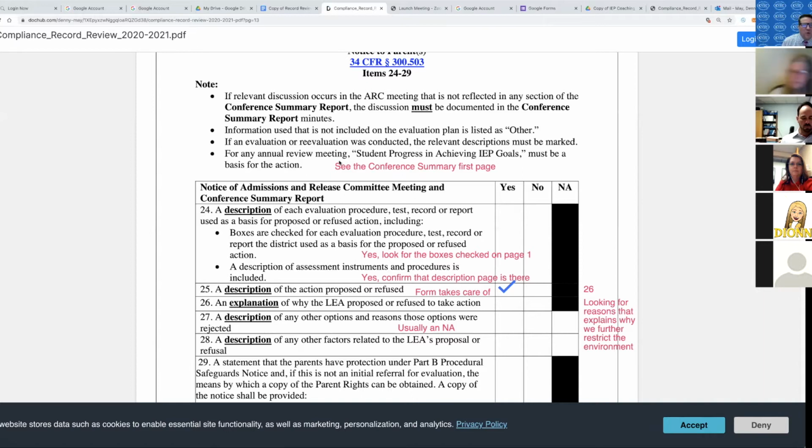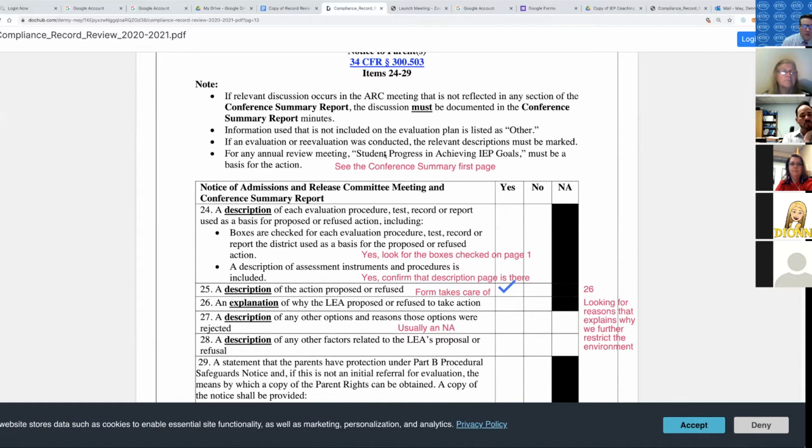All right. And for any annual review meeting, student progress in achieving IEP goals must be marked. Now, we see this sometimes. You'll be doing an annual review meeting, you forget to mark that. One of the clear purposes of meeting for an annual review is to review. It says annual review. So we have to review where the student was when the cycle ended last time. We have to talk about that. So we want to mark that always for any subsequent IEPs, not the initial, but any subsequent IEPs.